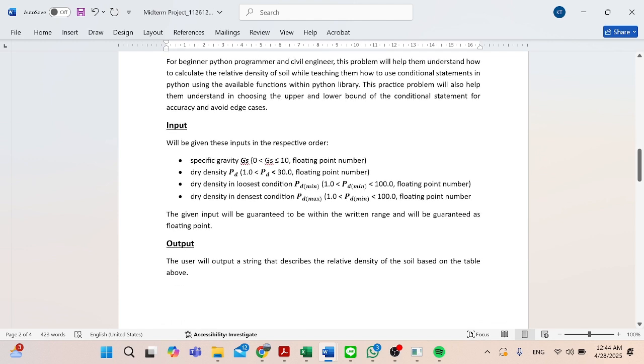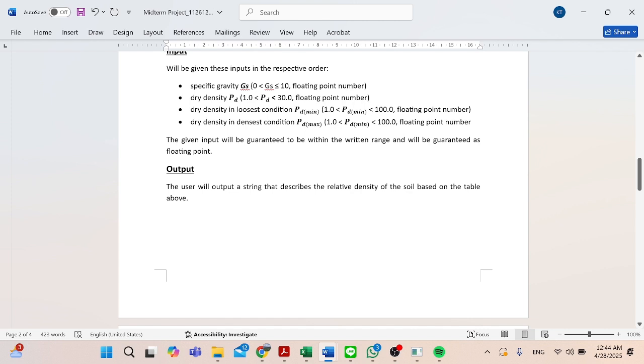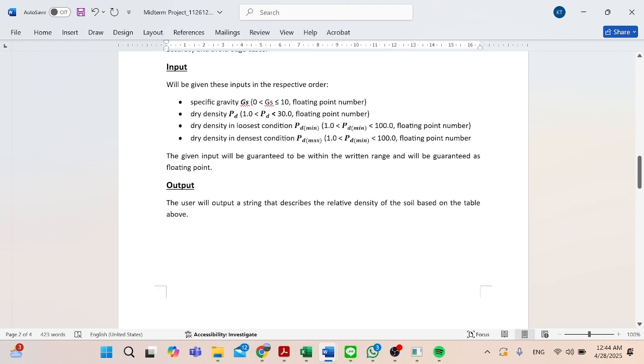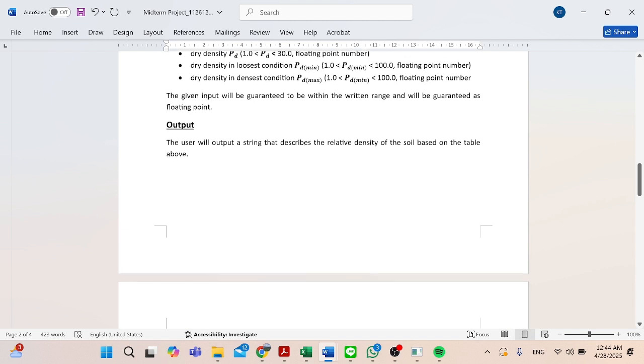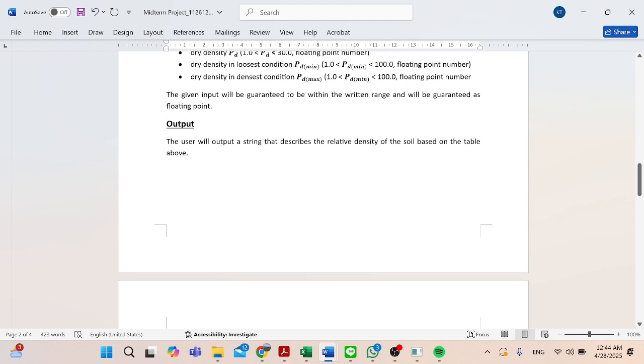So what must we input? We must input the specific gravity, the dry density in the loosest condition, and the dry density in the densest condition. So this data will be given in the question, and the output will be the relative density, like what state of the relative density of the soil based on the table above.